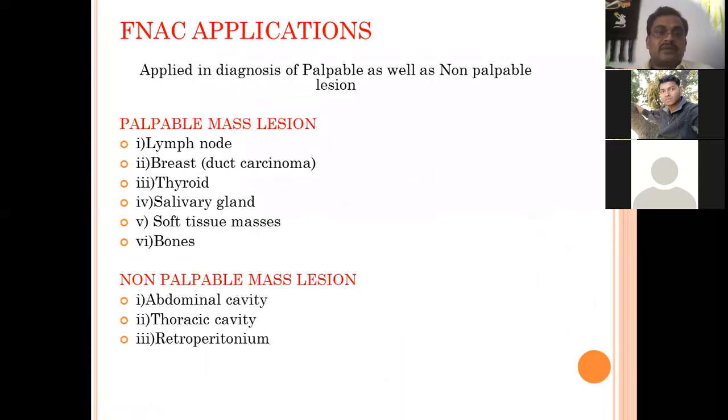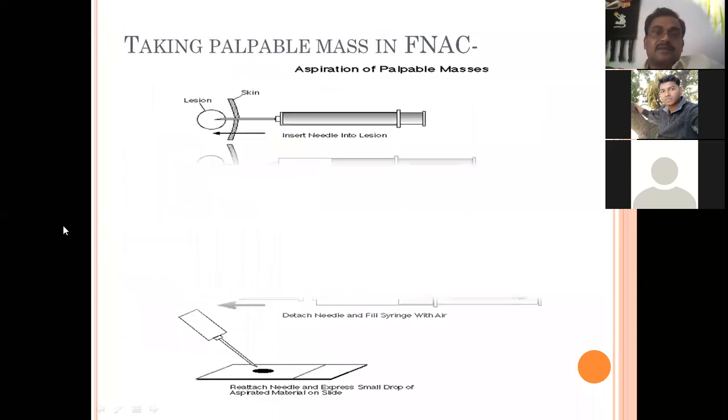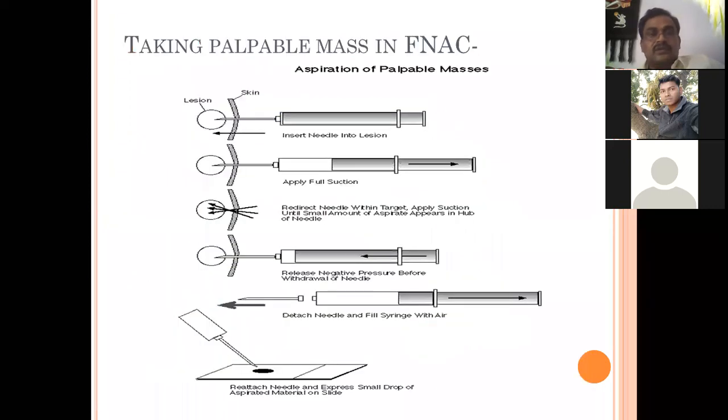FNAC is usually done for palpable and non-palpable masses. Palpable masses include lymph nodes, breast, thyroid, salivary gland, bones. Non-palpable masses are in the abdominal cavity, thoracic cavity, retroperitoneum. Any lesions in these can also be collected by FNAC. So this diagram tells you about the aspiration technique.